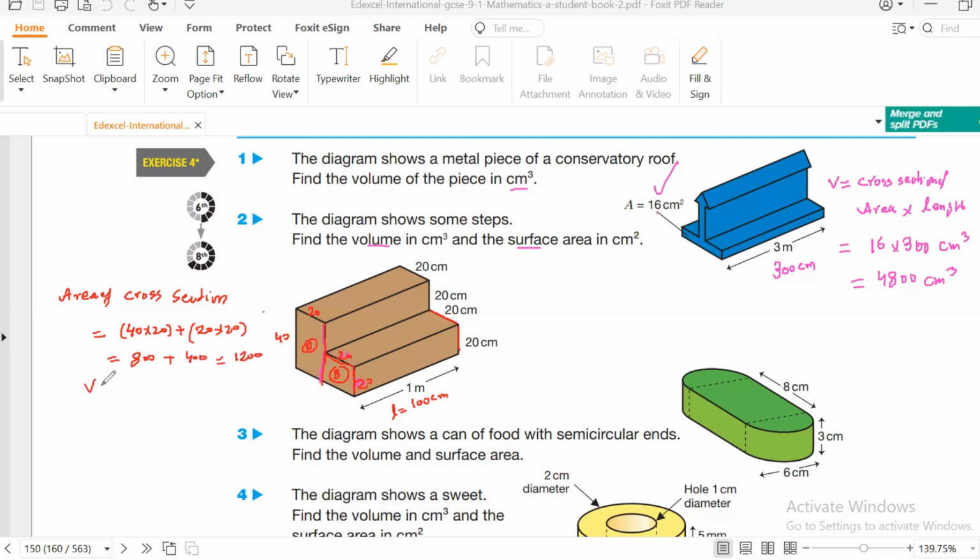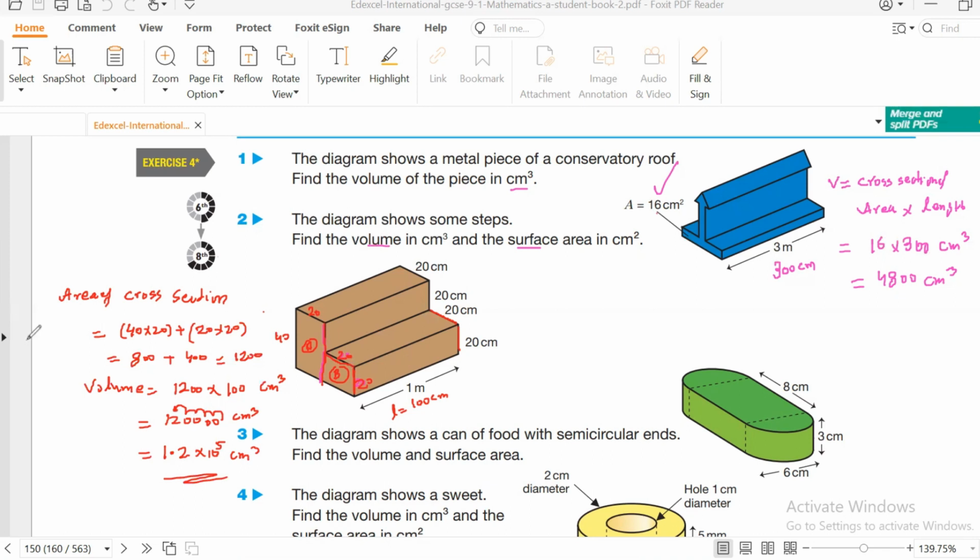Now we can find out volume. So volume is equal to area of cross section, which is 1200, multiplied by the length. Length is 100. Now it is in centimeter cube, so we will add two more zeros: 120,000 centimeter cube. We can write it in standard form as well, 1.2. How many places did we shift left? 1, 2, 3, 4, 5. So 10 power 5 centimeter cube. This is your required answer for the volume of this shape.